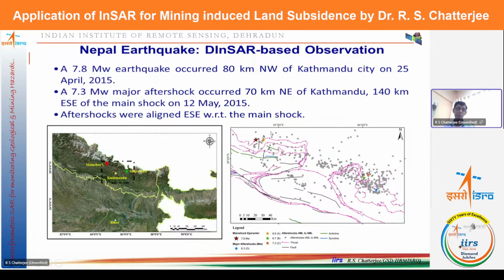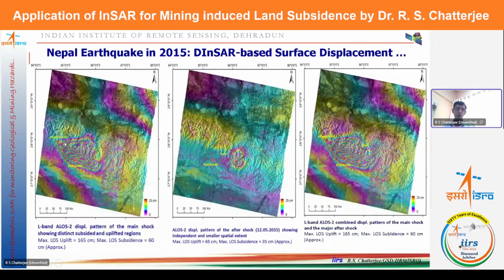You see, this is the pattern of the displacement due to the main shock. This is the area which got uplifted, because that means the terrain surface becomes closer to the satellite. How much? 165 centimeter uplift, and the northern part got subsided. That's very important because of the geometry of the fault which caused this earthquake.